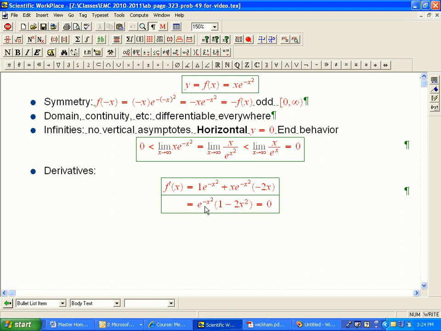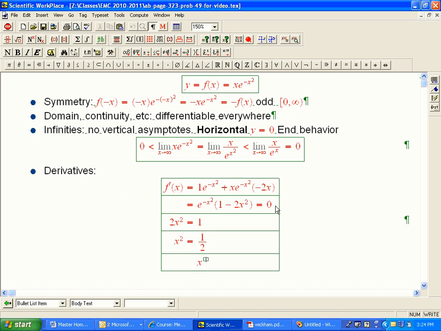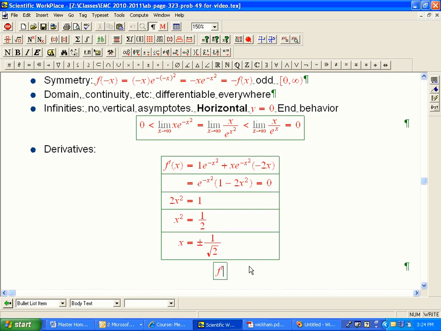e to anything is never ever equal to 0, and so that doesn't really matter. The only possibility is that 2x squared is equal to 1, and so x squared is 1/2, and so x is plus or minus 1 over root 2. The plus or minus is not too surprising because, again, the symmetry, it's an odd function. If we find a max or min on one side, we're going to find the opposite, min or max, on the other from rotating it around. Okay, so that's where the first derivative is equal to 0. Now what about f double prime?